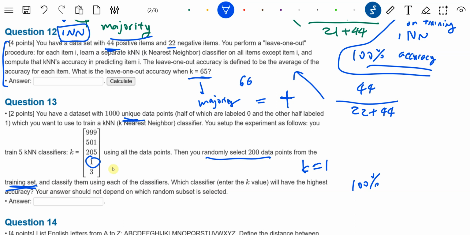And also the question says your answer should not be dependent on which subset is selected. So in particular, there could be subsets where 3NN would predict something wrong, and of course the other ones could predict something wrong. So 1NN will always achieve 100%. So that leads to the highest accuracy.